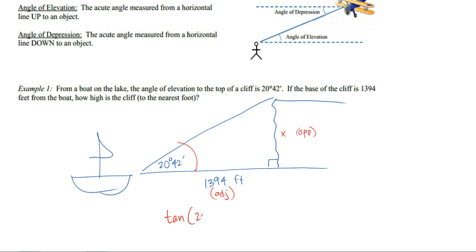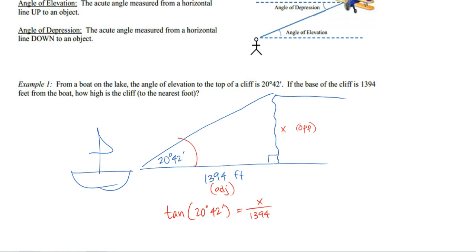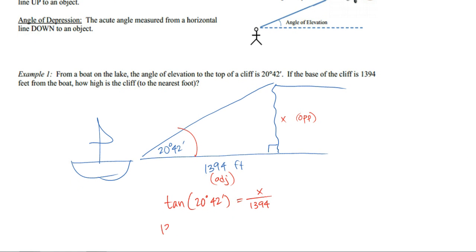So I'm going to take the tangent of 20 degrees, 42 minutes, and I'm going to set that equal to x, the opposite, over 1394, the adjacent. Multiply both sides by 1394, and that should set us up with our answer.